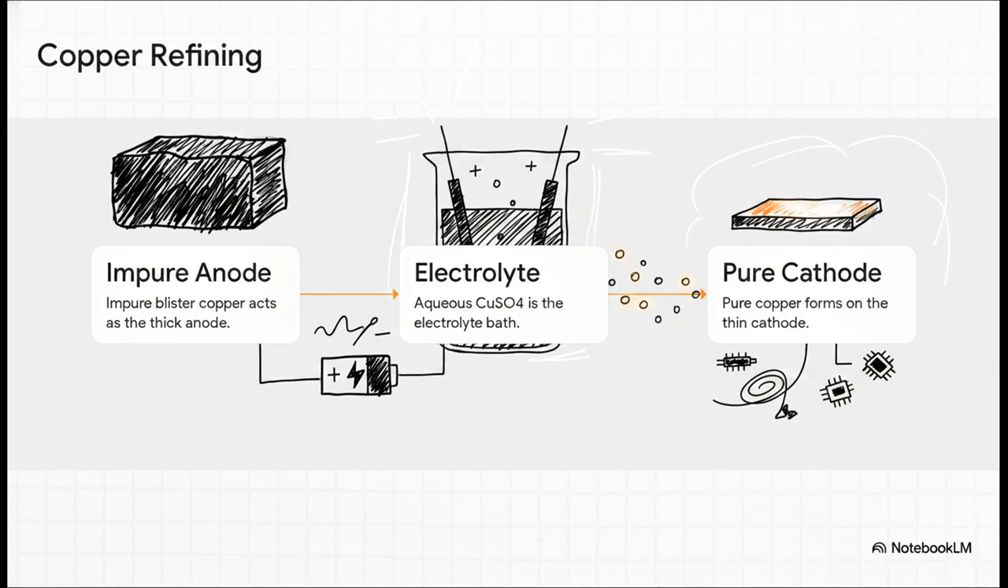In refining, we make a massive block of that impure blister copper act as our anode. We place it in a bath of aqueous copper sulfate. When we turn on the juice, pure copper ions leave the impure block, travel through the liquid electrolyte, and deposit themselves onto a super thin cathode. The final result? Pure copper, ready to wire the globe.